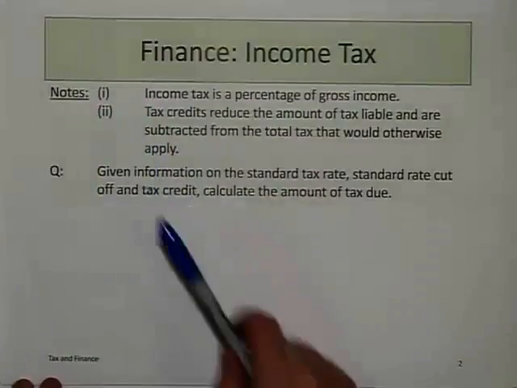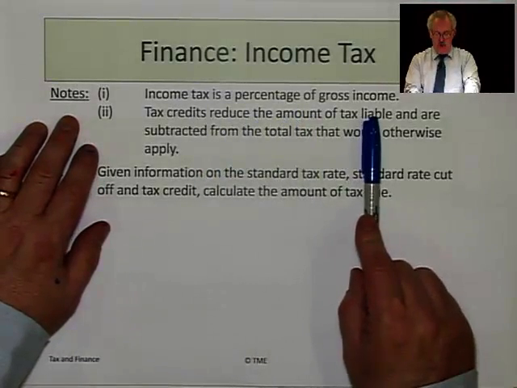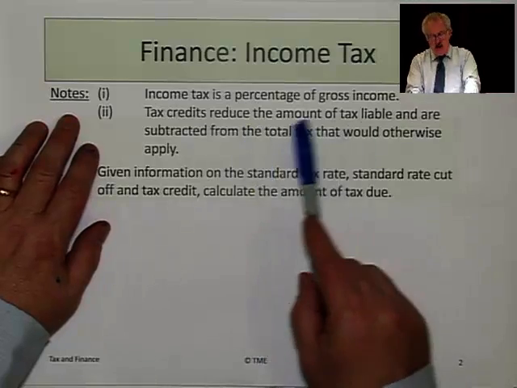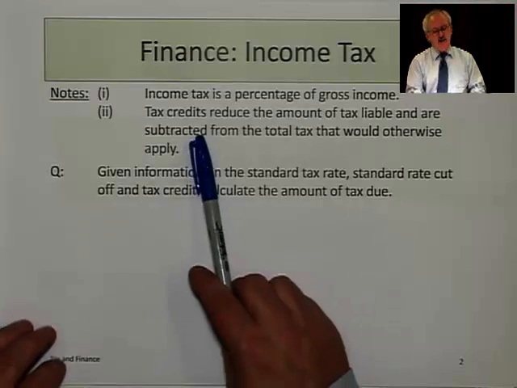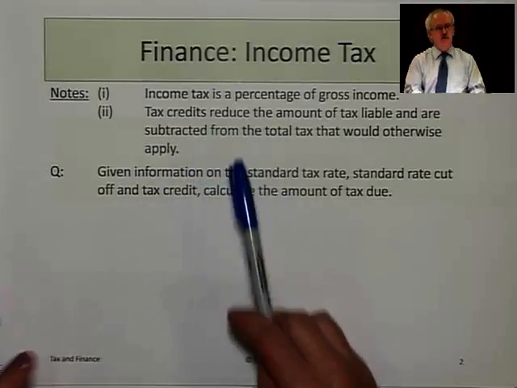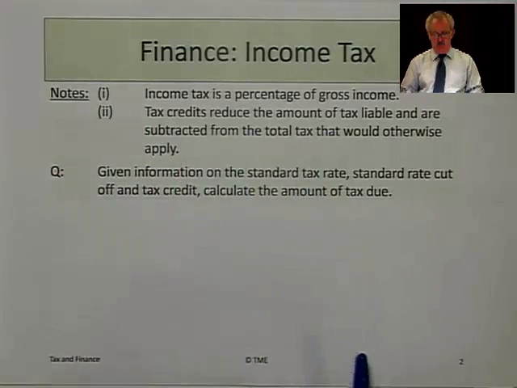In income tax, a few notes to take into account. Income tax is a percentage of gross income. So you might have 20% income tax, 30% income tax, and it's on the total income. And then tax credits reduce this amount. So if you have entitlements, after you do the percentage, you get your tax credits.